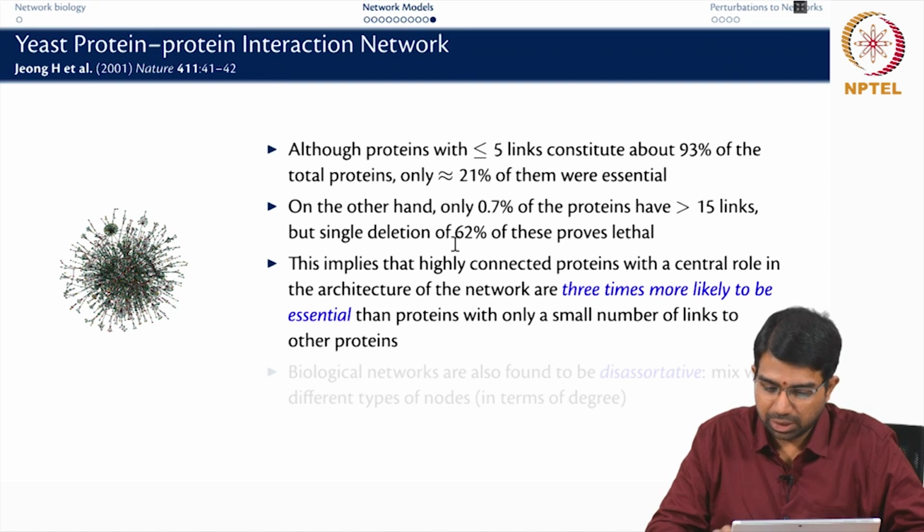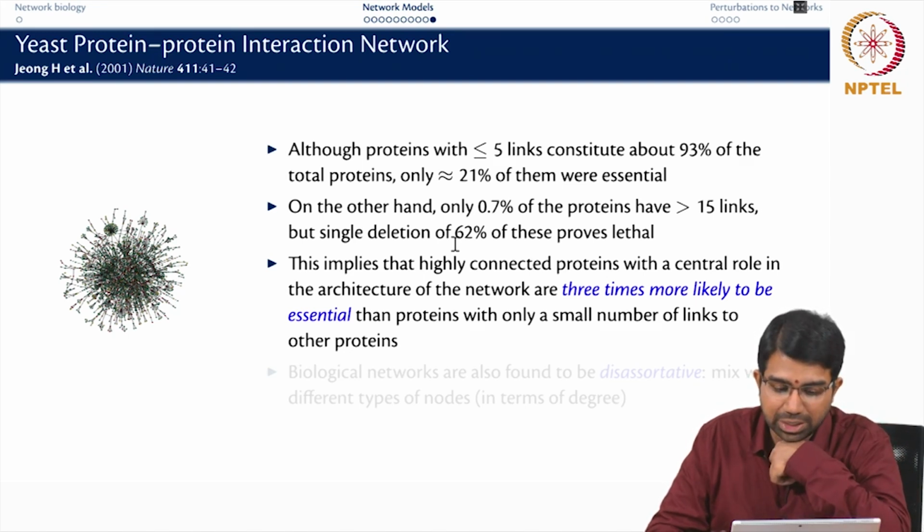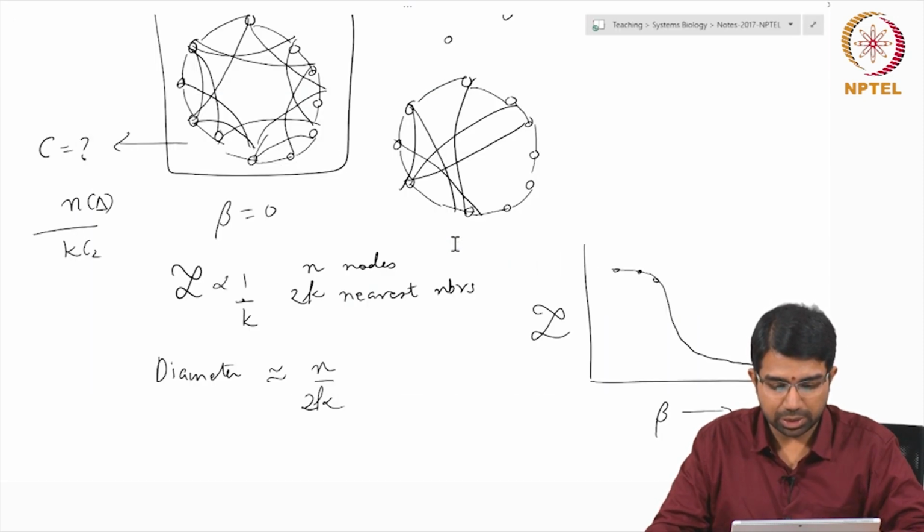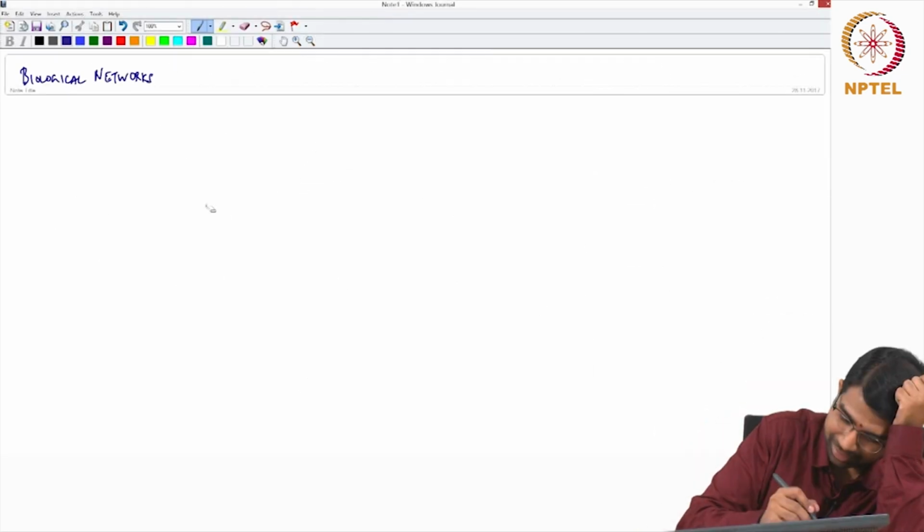There is a paper, I probably have it a couple of slides down the line, and there is also this very interesting concept called assortativity. So, let us just quickly look at the concept. So let us look at what is assortativity.